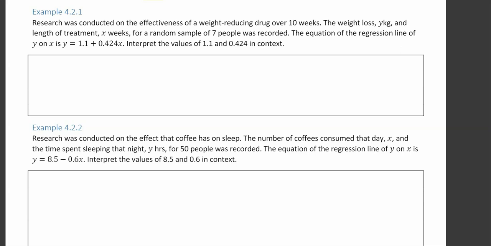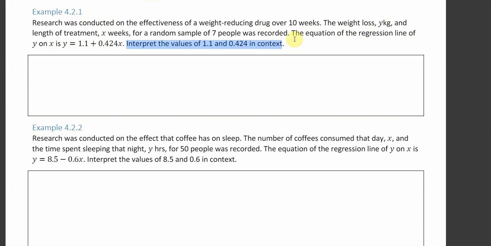Example 4.2.1. Research was conducted on the effectiveness of a weight-reducing drug over 10 weeks. The weight loss, y kilograms, and length of treatment, x weeks, for a random sample of 7 people was recorded. The equation of the regression line of y on x is y equals 1.1 plus 0.424x. Interpret the values of 1.1 and 0.424 in context.